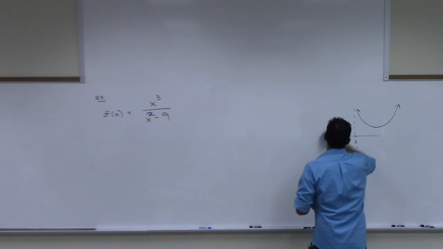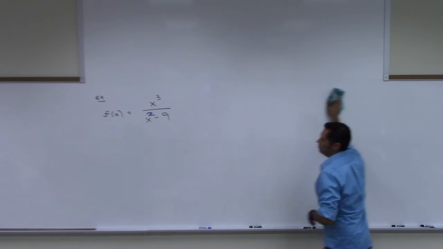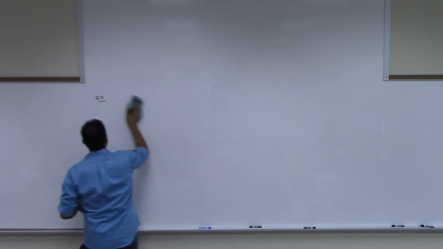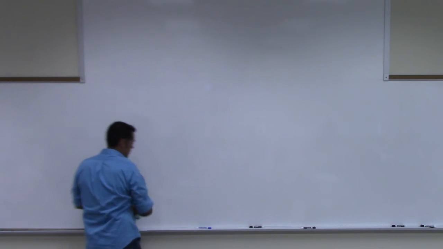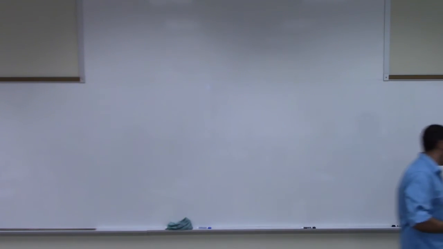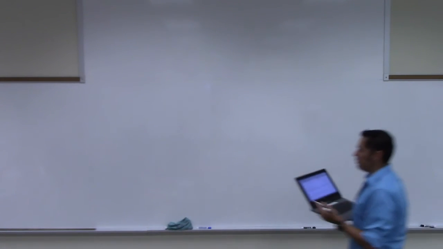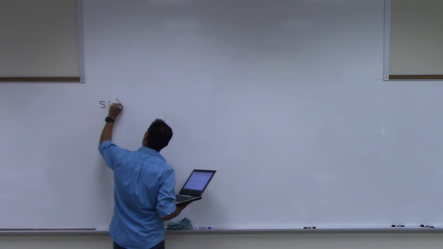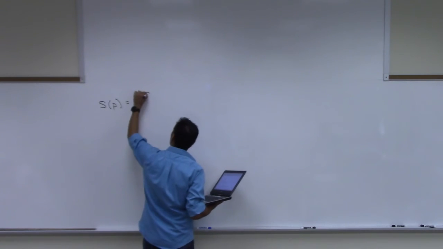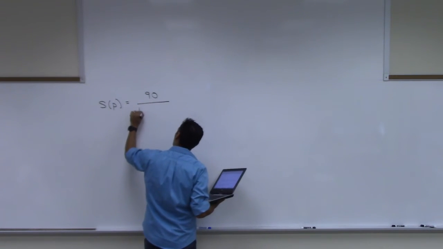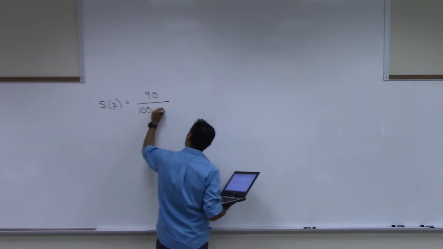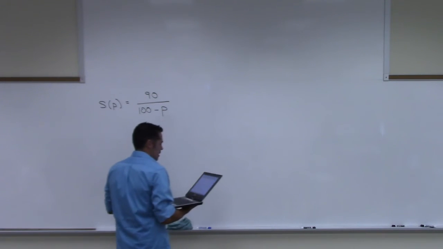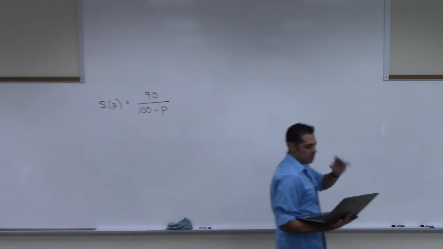Okay, now, I'm going to give you a word problem. And this is going to seem like it's kind of coming out of nowhere, but I've got to do something similar to what's on the homework. All right. So first, let me give you the function. S of P equals 90 over 100 minus P. All right, let me read you the problem because I don't want to write all of this down.